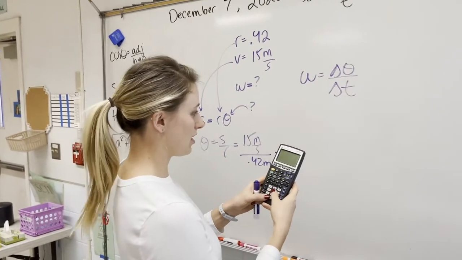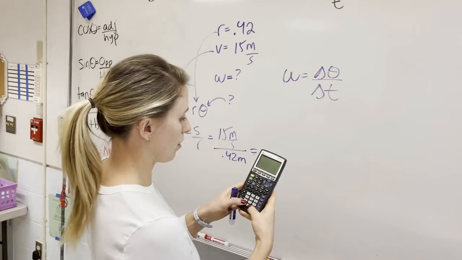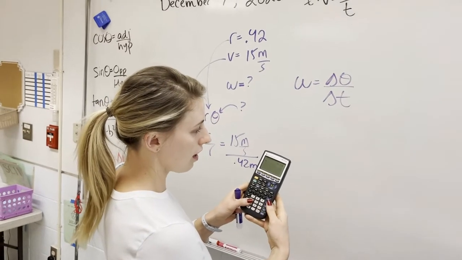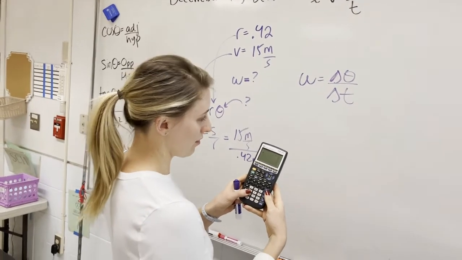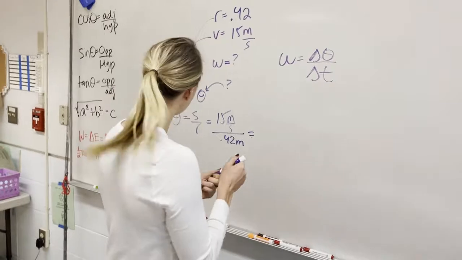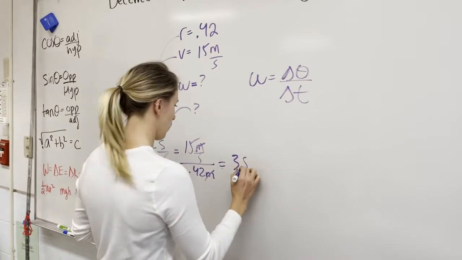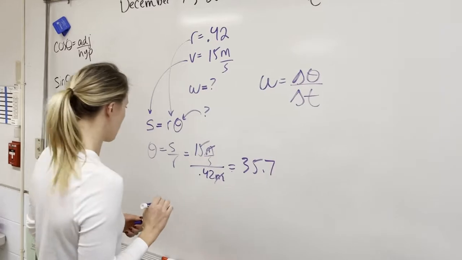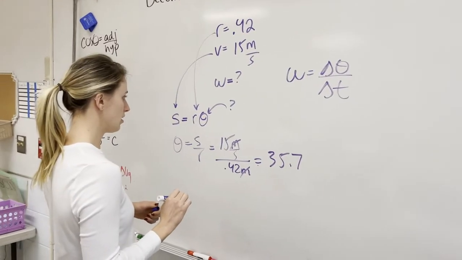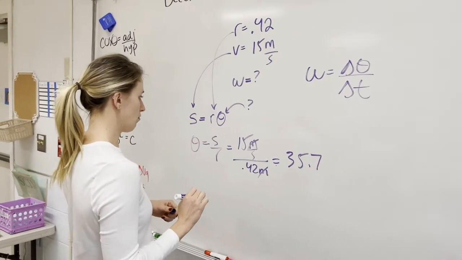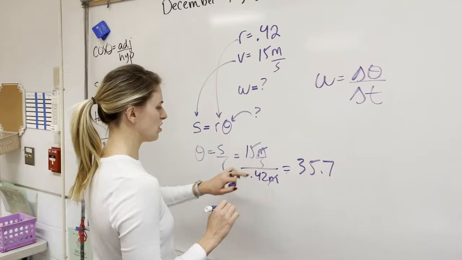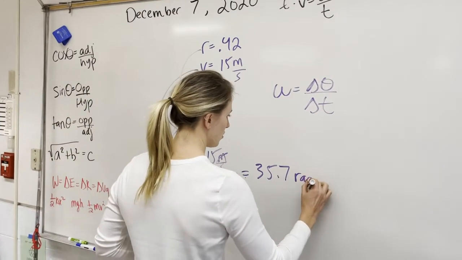Okay, so 15 divided by 0.42 is 35.7. Now I noticed the meters cancel. What are the units going to be? My unit is going to be the units of angles, which are radians. Boom!